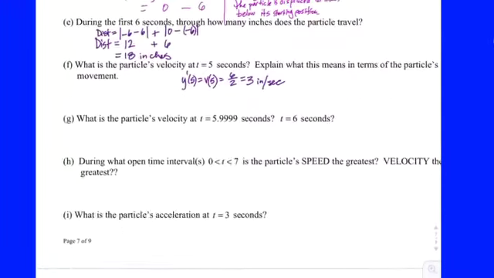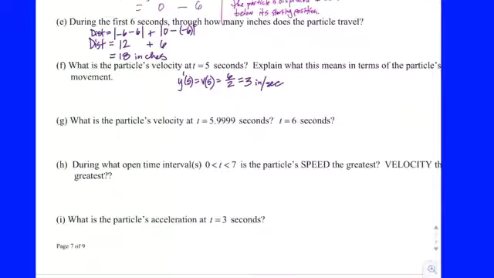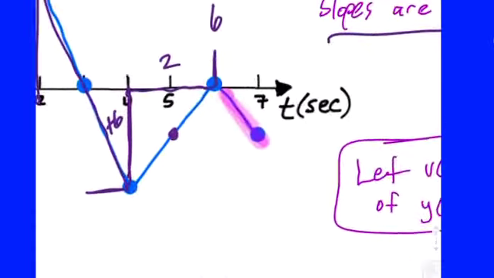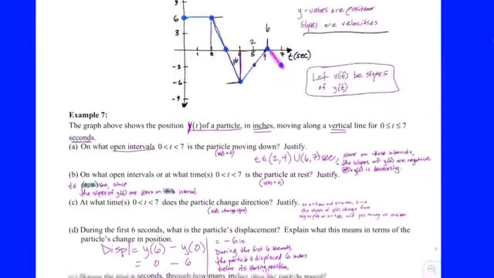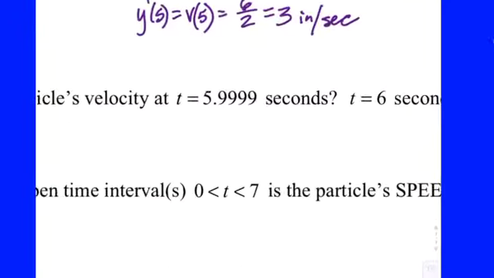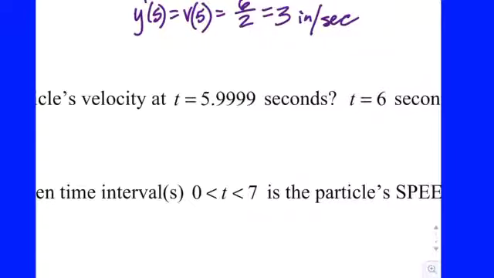All right. What is the particle's velocity at t equals 5.99999? What is the velocity at t equals 5.99999? That's about right there, yeah? Should it be the same as it was at 5? Are we still on the same line segment? We are, yeah. And even though it looks like we're close to t equals 6, we're still miles away.